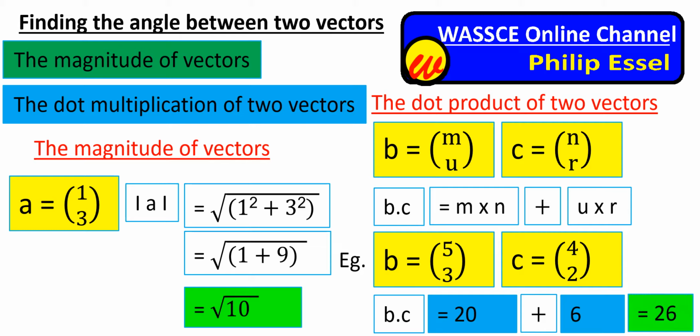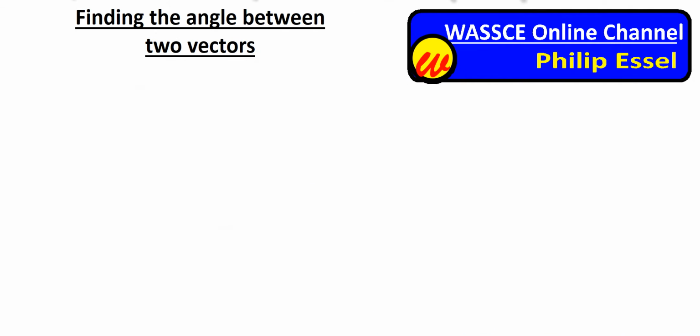So the dot product of the two vectors b and c will be equal to 26. Now at this moment we know how to find the dot product of two vectors. We also know how to find the magnitude of a vector. So we are going to use these two pieces of information to look for the angle between two vectors.